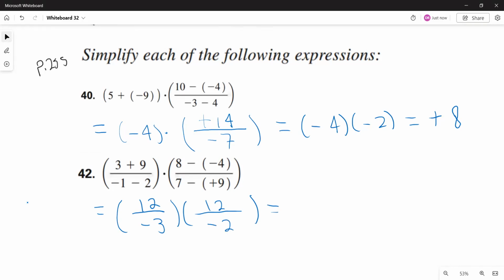12 over -3 is -4. And 12 over -2 is -6. Final answer, -4 times -6 is positive 24.